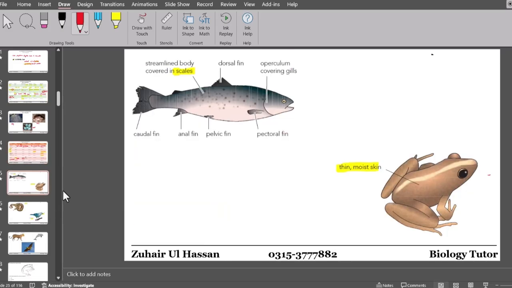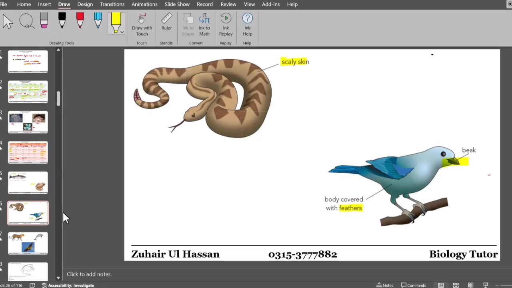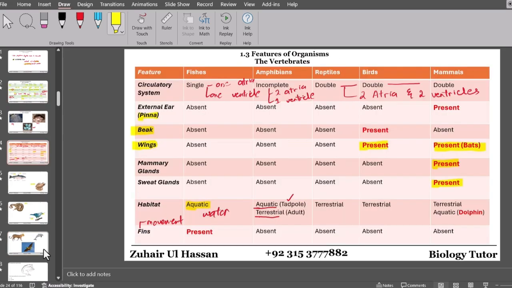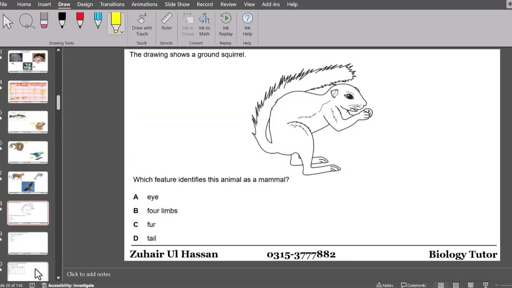So here you can also find all the images that are present there. Here you can see that fins are only present in the fishes, not in any other group of vertebrate. Beaks and feathers only in the birds. Hairy skin, fur present on the skin, and external ear are only present in the mammals. So with the help of all of these main features of vertebrates, you can easily identify the similarities and differences among these. Let's do some of the questions that are there.